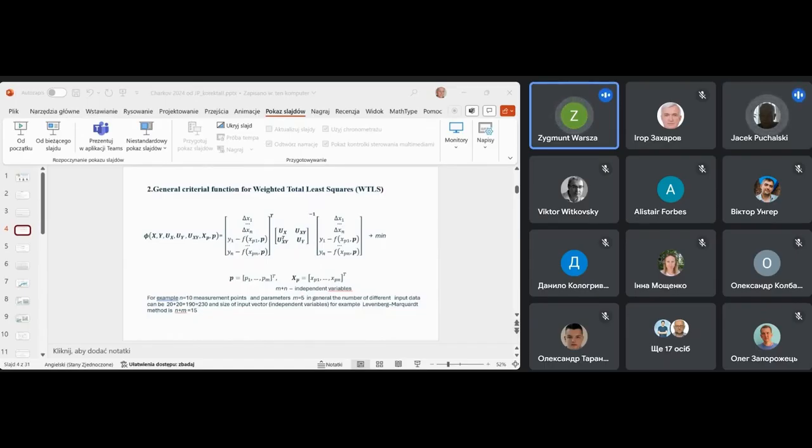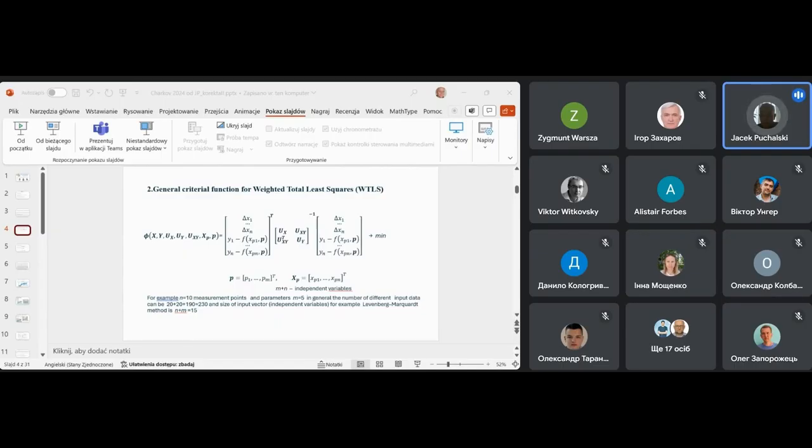And the final is the more general criterion function when we use all variables with correlation. So you see the Monte Carlo method for coverage for ELSM.